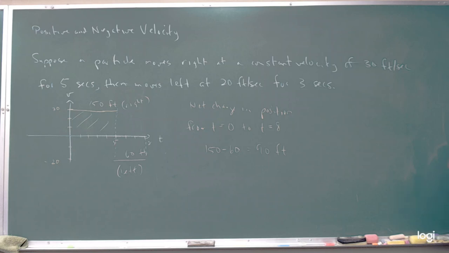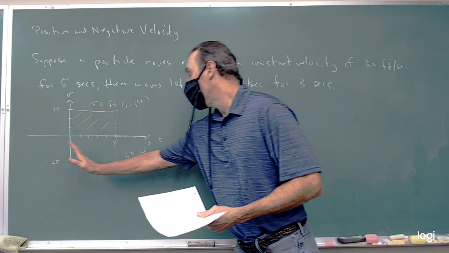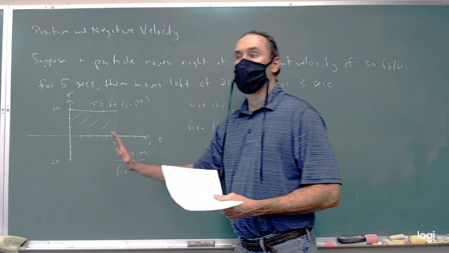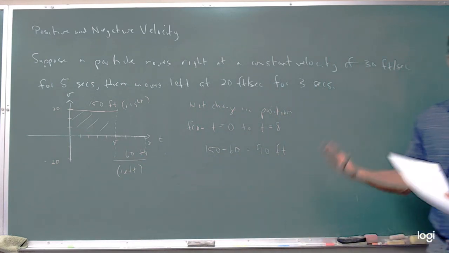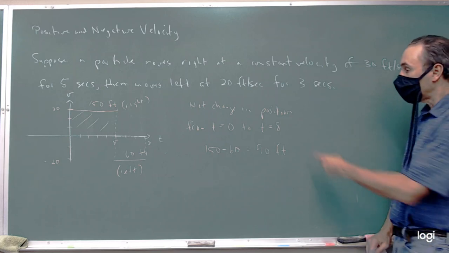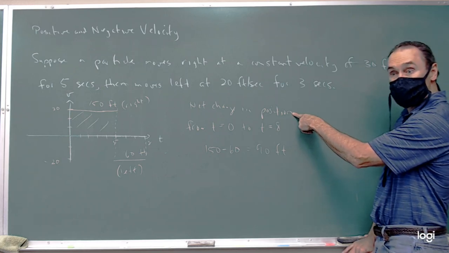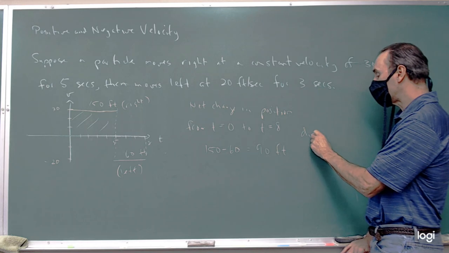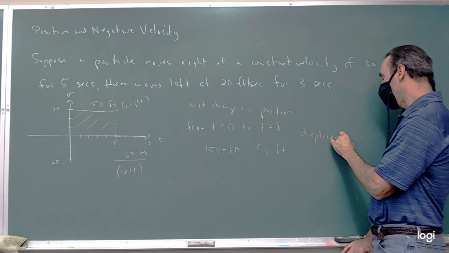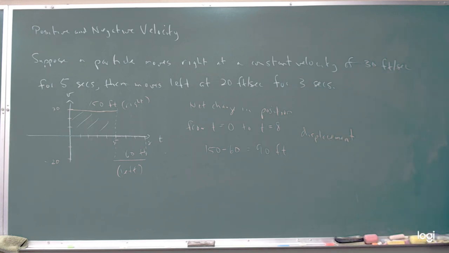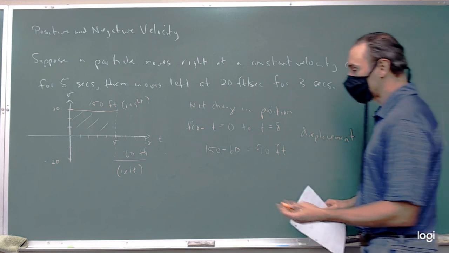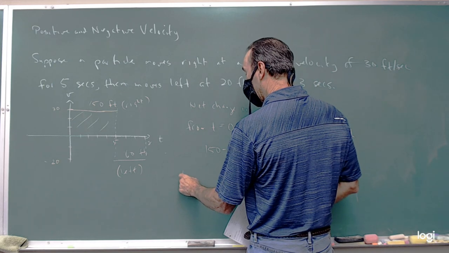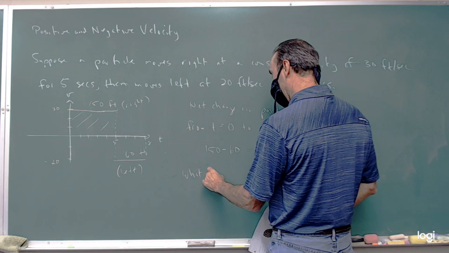So 8 seconds after we started watching this particle, we started our timer, the particle ended up 90 feet from where it started, 90 feet right of where it started. So this can sometimes be called net change in position. It is also called displacement. So if you're a physics guy, you may have heard of that. Now we can ask a different question, which is oftentimes done: what was the distance traveled by that particle?